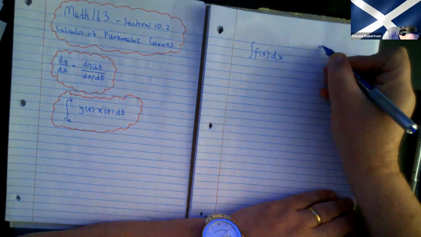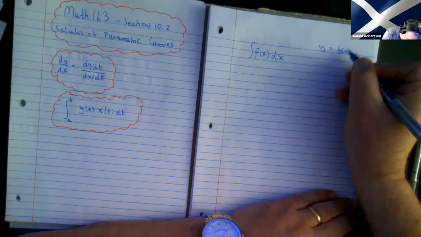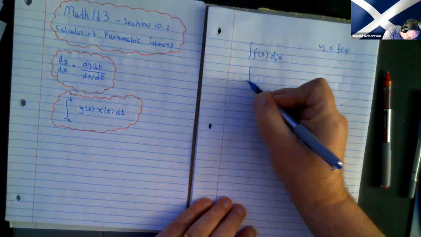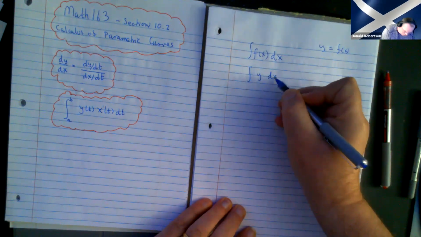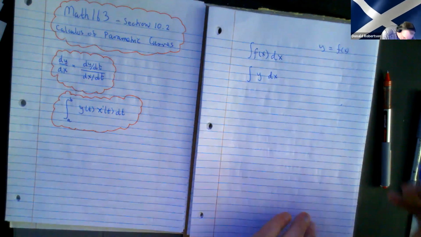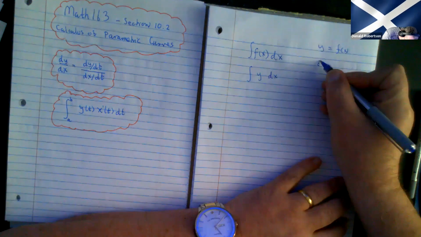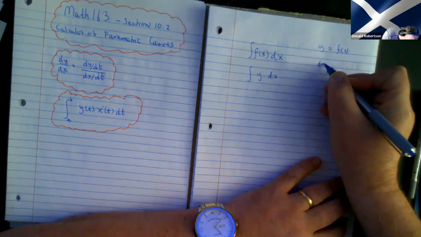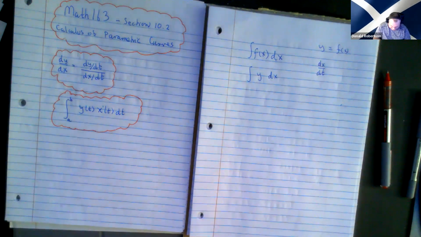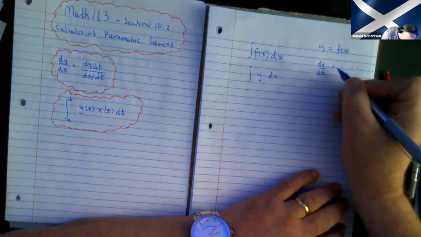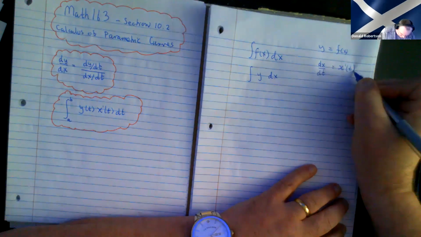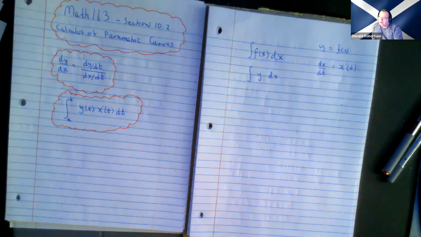Now, actually, isn't f of x just y? So you could have written it down as y dx. So far, so good. Now, if you take dx by dt, right, and you look at that guy, you would call him x dash t. Great. That'd be a notation for it.